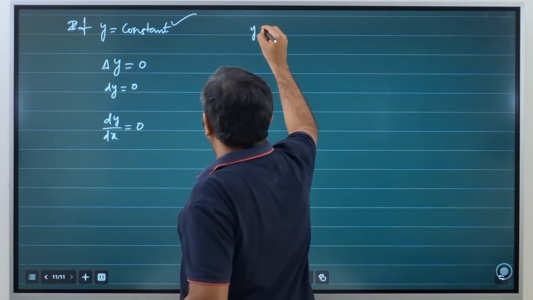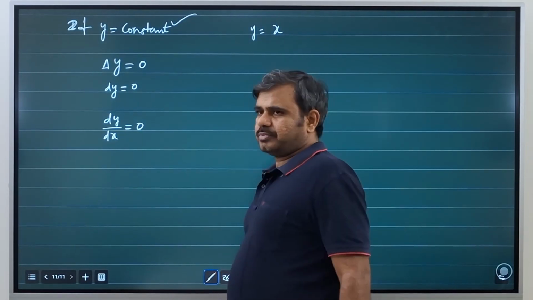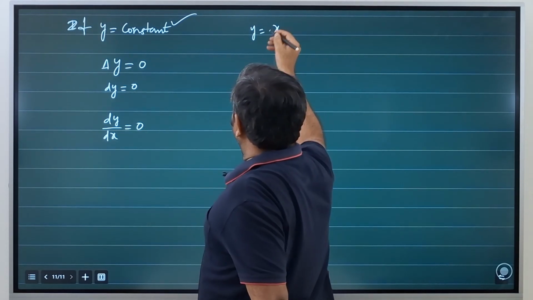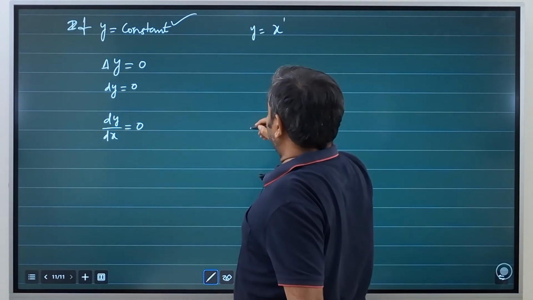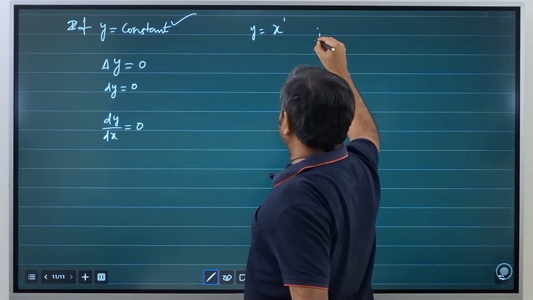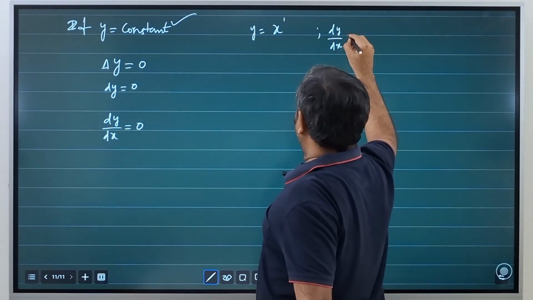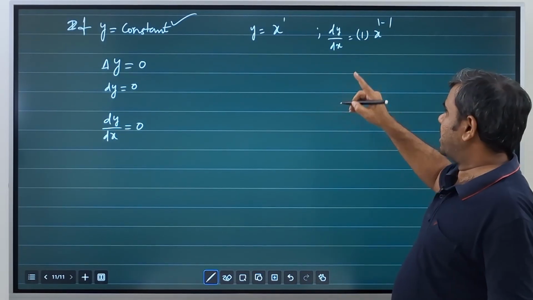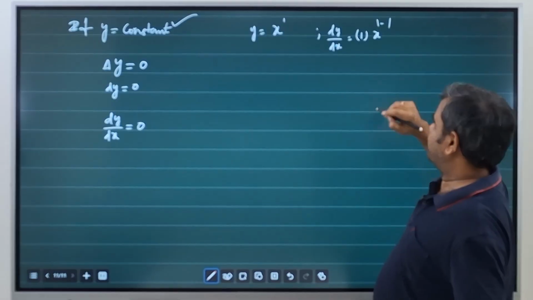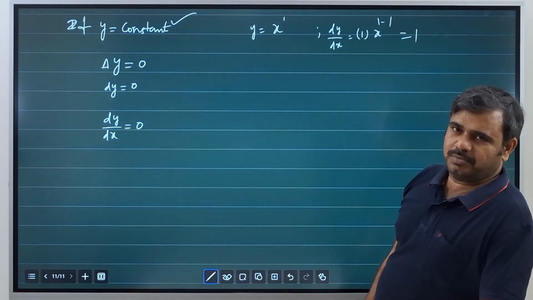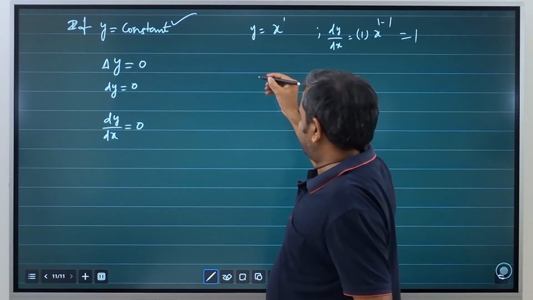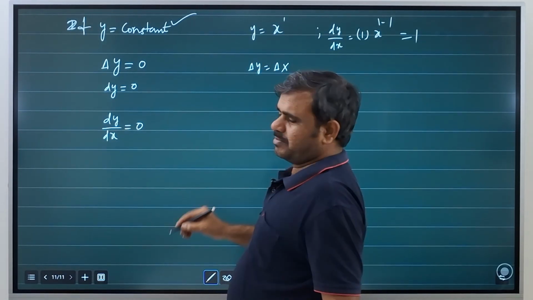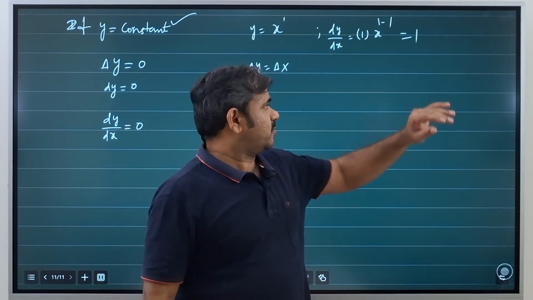Let's do one more. Y is equal to x. How do we do this? If y is equal to x, maybe you can apply that formula as well. Y is equal to x power 1. So dy by dx is equal to 1 into x power 1 minus 1. You know y is equal to x power n, dy by dx is n into x power n minus 1. So when you simplify this, you will get 1. But instead of applying that formula, if y is equal to x, change in y is also equal to change in x. You don't have to apply that formula.